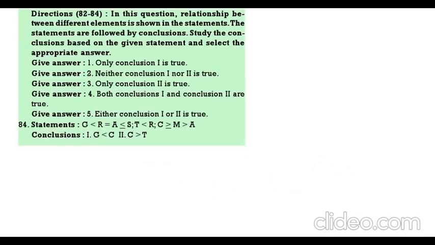G < R = A < S, T < R, C ≥ M, M > A. Now, first one, G < C: G < R = A < M, M ≤ C. Therefore, G < C definitely follows.